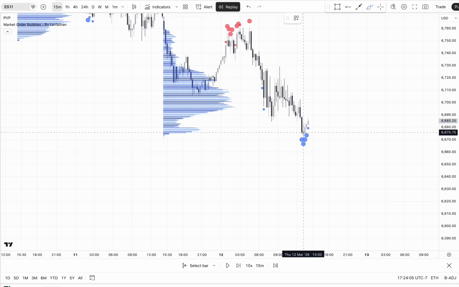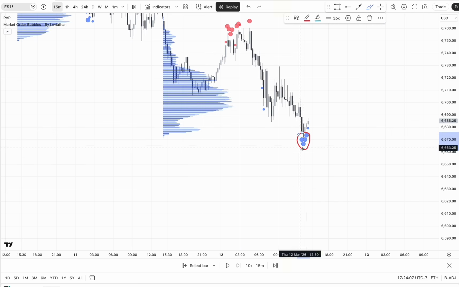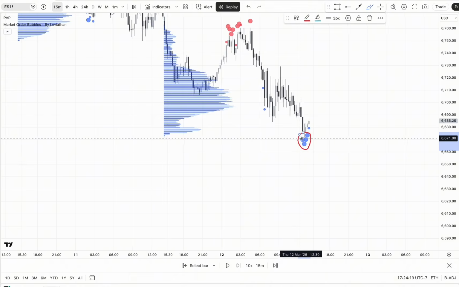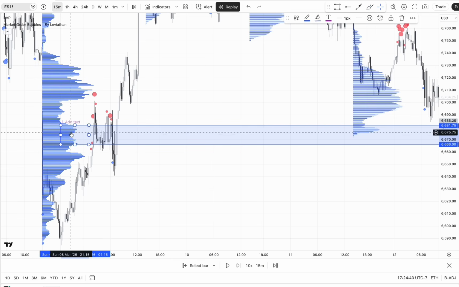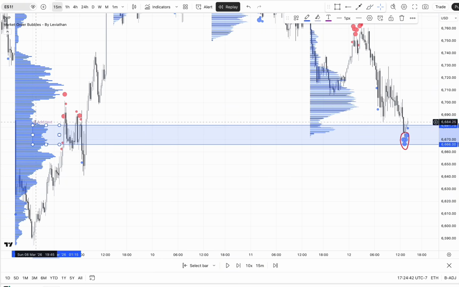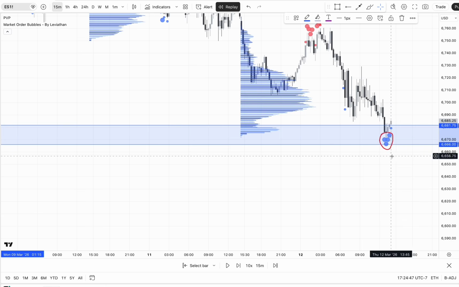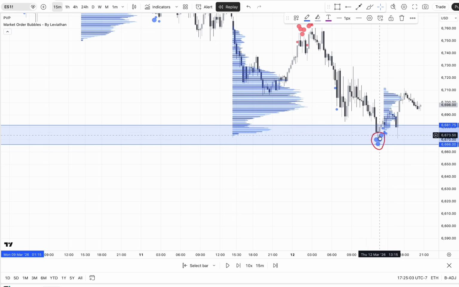When I see a huge number of market order bubbles, in this case, market sell orders appearing right here at this price level, and it's also inside this high volume node right here from the previous volume profile from Sunday, then I just get a confluence that this could be an interesting spot for reversal, and you would be looking for longs. And this is the move that you get right after it.